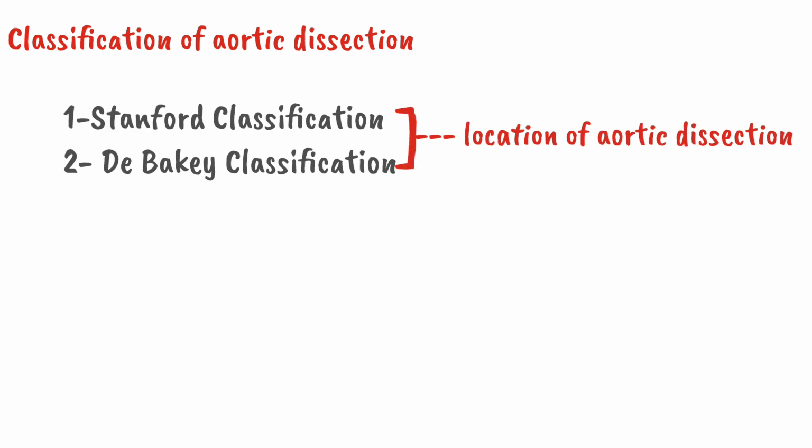To classify this aortic dissection, we use two classification criteria. The first one is Stanford and the second one is Bakey classification. Both of these criteria depend on the location of the aortic dissection. So let's discuss the Stanford classification first, and after that we will study the Bakey classification.